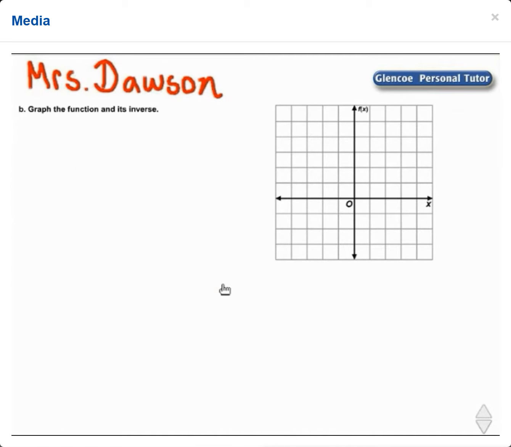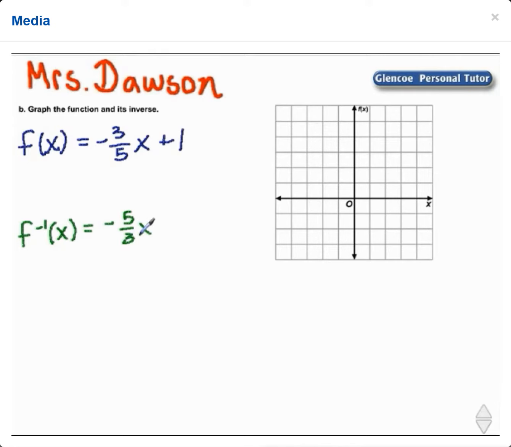Part B. Graph the function and its inverse. From Part A, the original function was f of x equals the opposite of 3/5 x plus 1. And we found the inverse of f of x to be the opposite of 5/3 x plus 5/3. So let's graph these two.